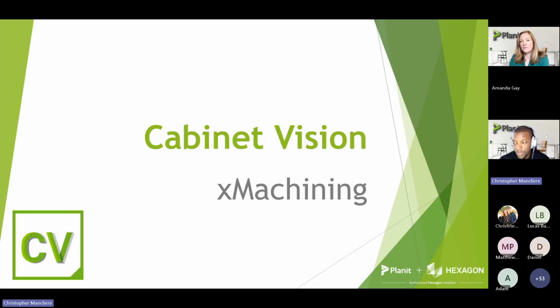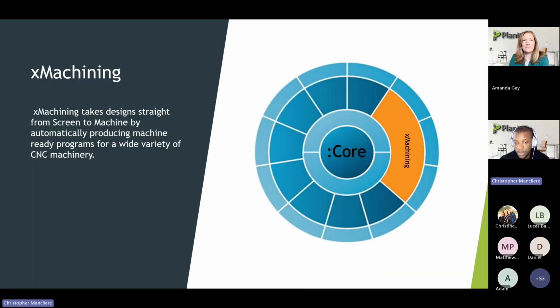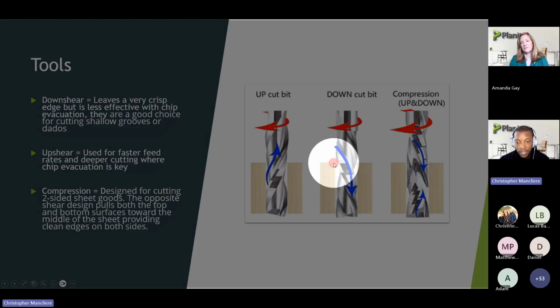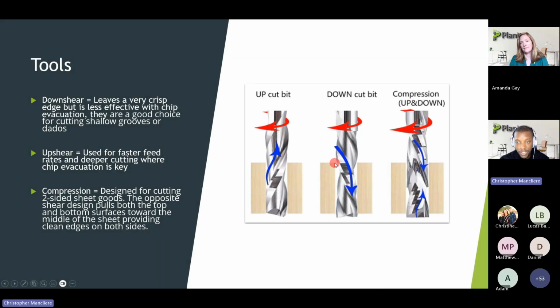To help us with that, I created a little graphic, just to refresh what the different types of bits are that you will use on a machine, mostly for nesting, but it could also be for point-to-point. There are 3 different families of bits: flat router bits, the up shear, the down shear, and the compression. The down shear, the one in the middle, is the one that will basically leave a crisp edge at the top of our material when we machine from the top. This will guarantee that the top is not damaged with chips. So this is what the down shear bit will do.